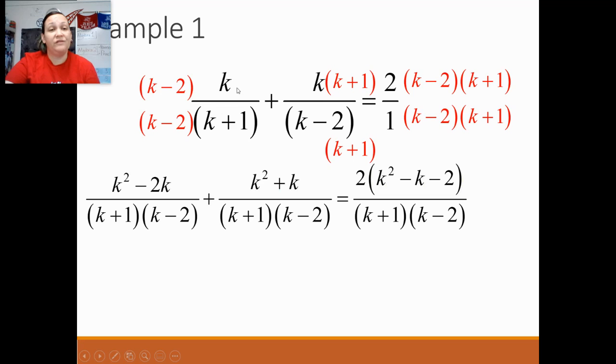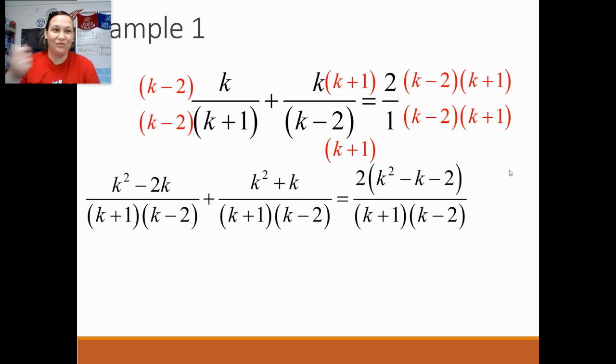So here again, I've distributed my numerators on the left side. On the right side, I multiplied out my k minus 2 and my k plus 1, and I will need to do one more step, which is distribute that 2. But we got our common denominator across the board. Everything in the problem all has the same denominator.